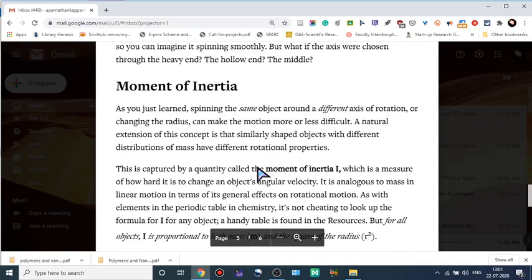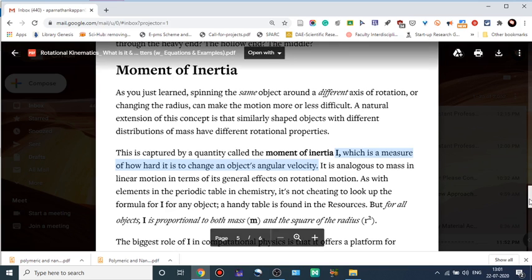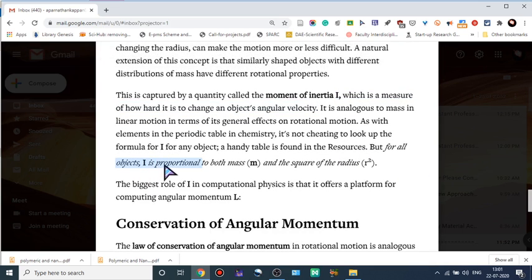The next important concept is the moment of inertia. Moment of inertia is the measure of how hard it is to change an object's angular velocity, that is, the resistance of the object to change its angular velocity. It is denoted by I, and is proportional to mass and the square of the radius.